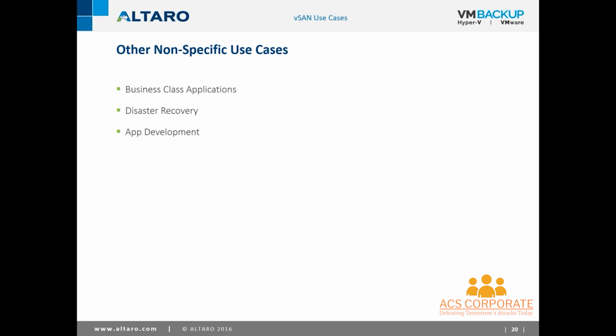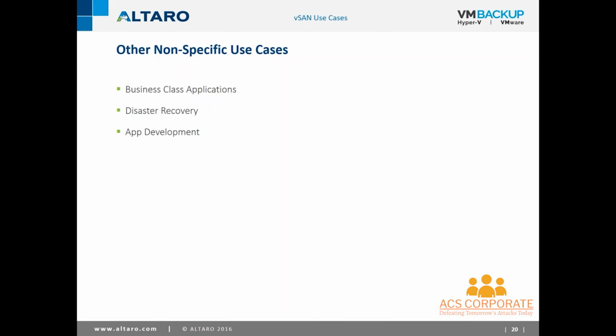So there are other very non-specific use cases you can talk about using VSAN for. One is your business class applications. It is more and more commonly being used for production environments. I think in the early days of VSAN, people were just using it for test beds or disaster recovery, but now it can be used for production successfully.